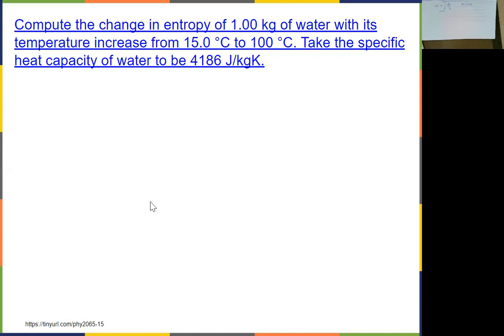Also for dQ, it should be equal to mc times dT. All right, and then you can replace dQ with this expression there.